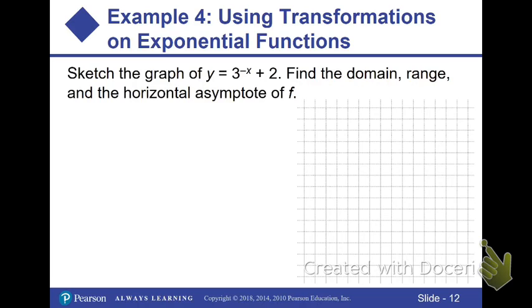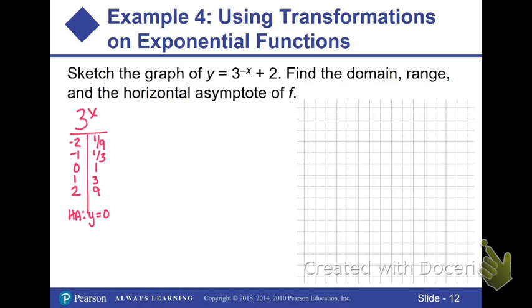All right, so to sketch a graph of y equals 3 to the negative x plus 2, let's find the domain, the range, and the horizontal asymptote of f. So I can see that 3 to the x is my parent function, and so I'm just going to remember what my table was. We created it earlier. We said our x's go from negative 2 to positive 2, and we can just plug those in. So I got 1/9, 1/3, 1, 3, and 9. And don't forget you had that horizontal asymptote at y equals 0.